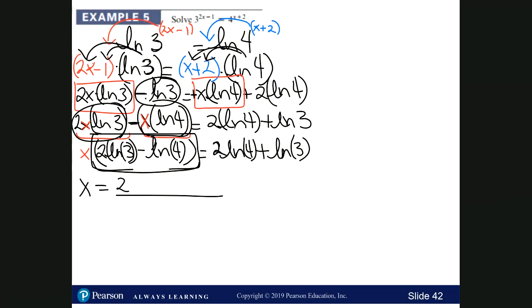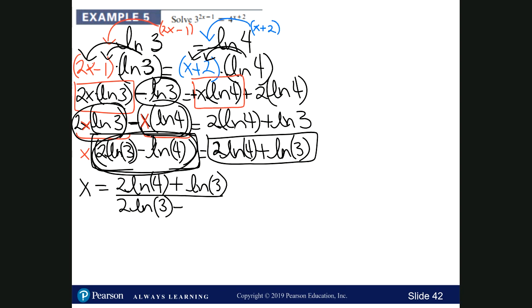So I'm going to write what I have here first. So on the right side, 2 natural log of 4 plus natural log of 3, and then divided by all this stuff here. Now 2 natural log of 3 minus natural log of 4. And please do not get excited and start canceling things. I know it might look a little tempting. You might want to cancel number 2 from the numerator and denominator, but you cannot do that because you have a plus and a minus here.